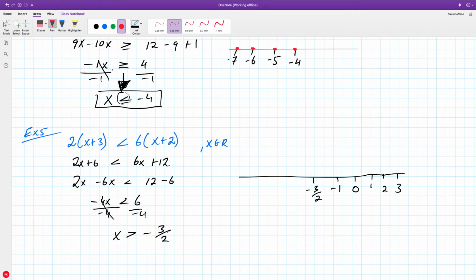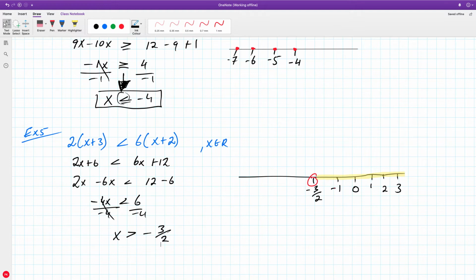Am I putting dots or am I shading in? I'm shading in. Am I including minus 3 over 2 or leaving it out? Leaving it out. Perfect. And put a little red mark around it, and there's your answer. They don't get any harder than that.